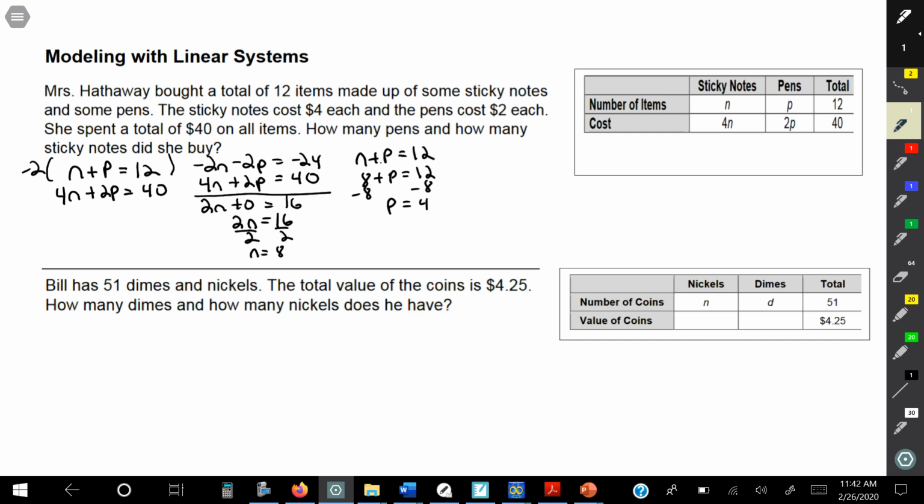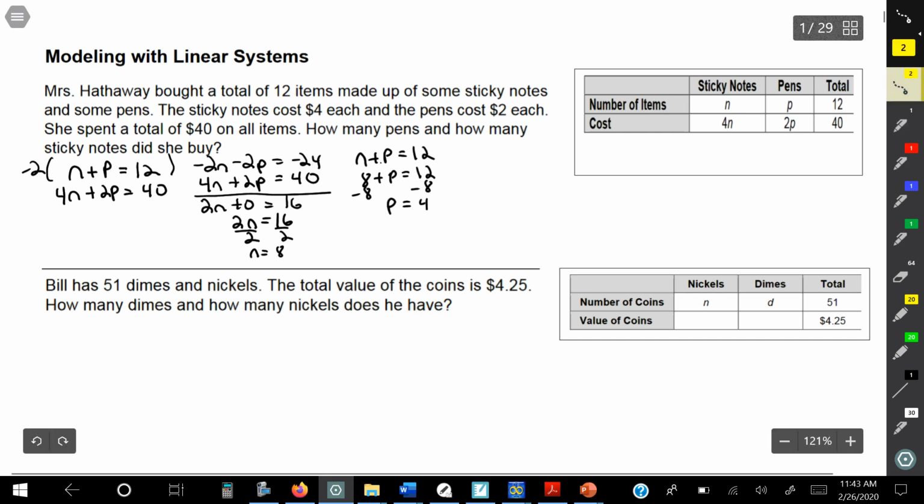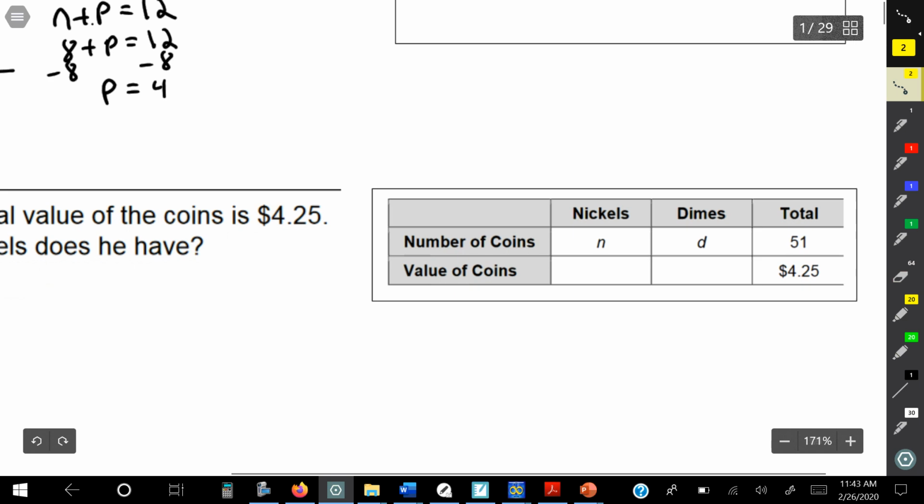Right here, it says the value of the coin. It's exactly what it sounds like it means. Tell me the value of the nickels here, the value of the dimes here. Go ahead and pause the video here and see if you can solve for this equation. All right, let's take a look at this one. First thing I'm going to do is zoom in on this table.